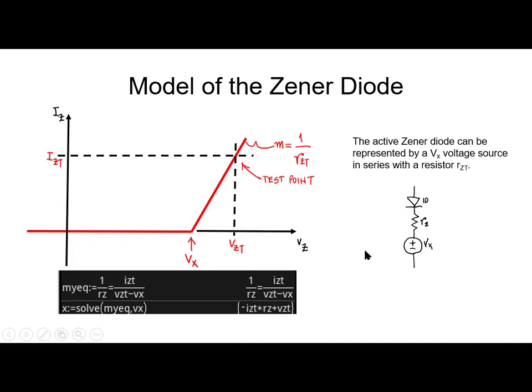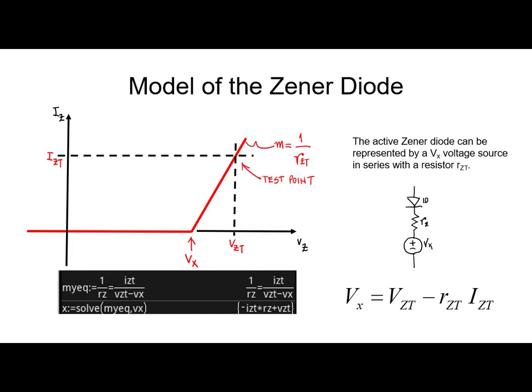What is the value of that Vx, you ask? Well, let's write a little equation here. The slope, this slope, is rise over run. The rise is IZT, the run is VZT minus Vx. My equation, the slope 1 over RZT, is the rise IZT divided by the run VZT minus Vx. Solve for Vx, and look, Vx is VZT minus the product of RZT and the test current. That is the formula we will keep in mind, how to find the equivalent voltage source in the Zener operating in its active region.